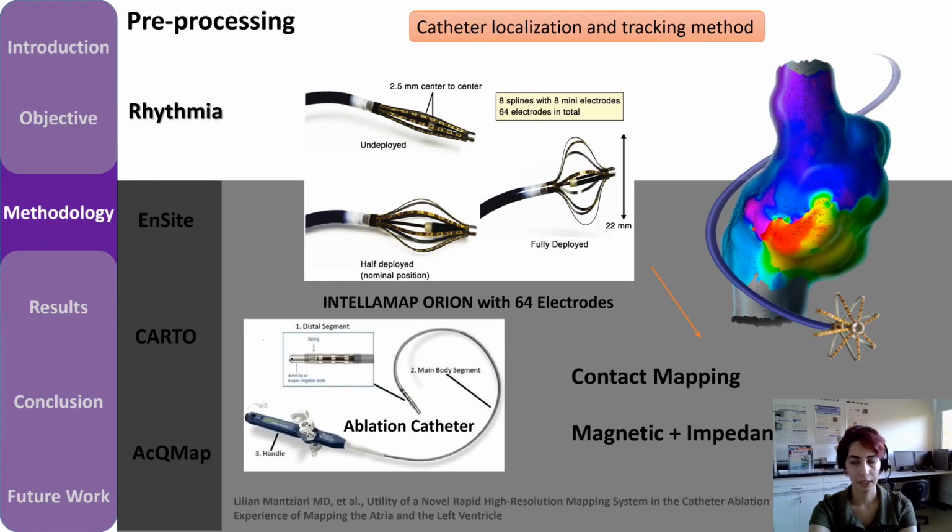About Rhythmia, this system has this specific type of catheter, which is called Orion. It has 64 electrodes. It also uses the contact mapping technique, and it works with magnetic and impedance, which is called hybrid technology. And here I'm showing you the ablation catheter from this system.